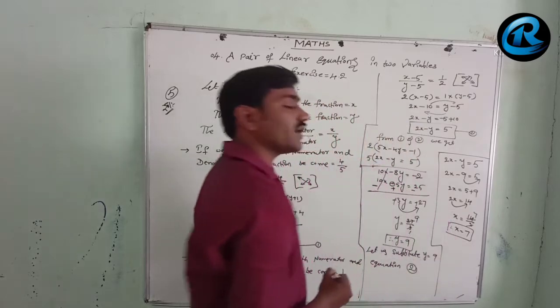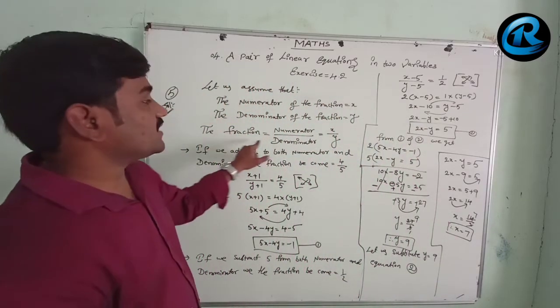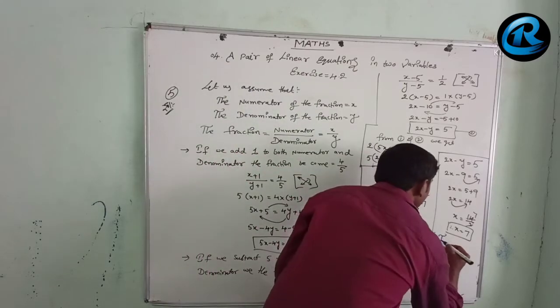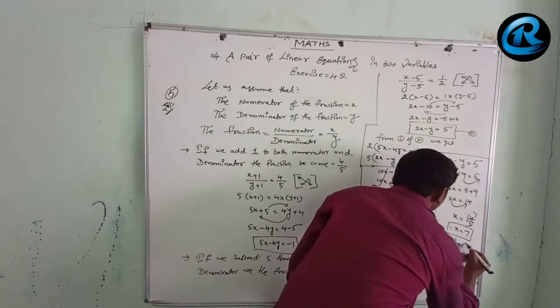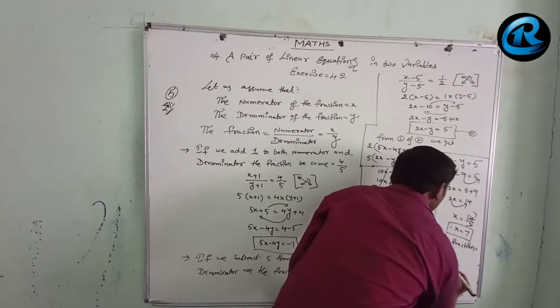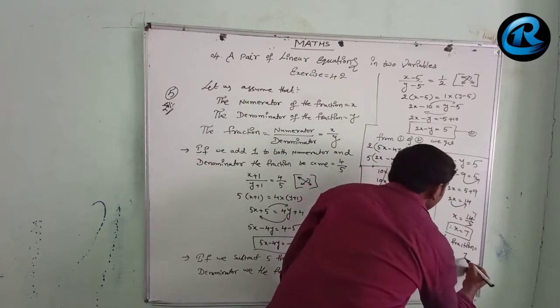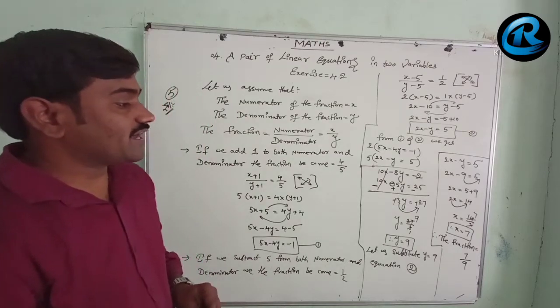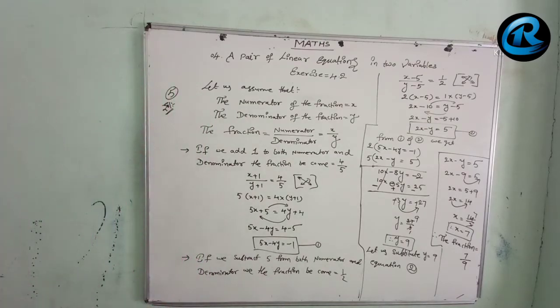We got an x value and we got a y value. What is the fraction then? Numerator by denominator, x by y. Therefore the fraction is equal to x is 7, y is 9, so 7 by 9. The fraction becomes 7 by 9. Yes, I hope you are understanding here.